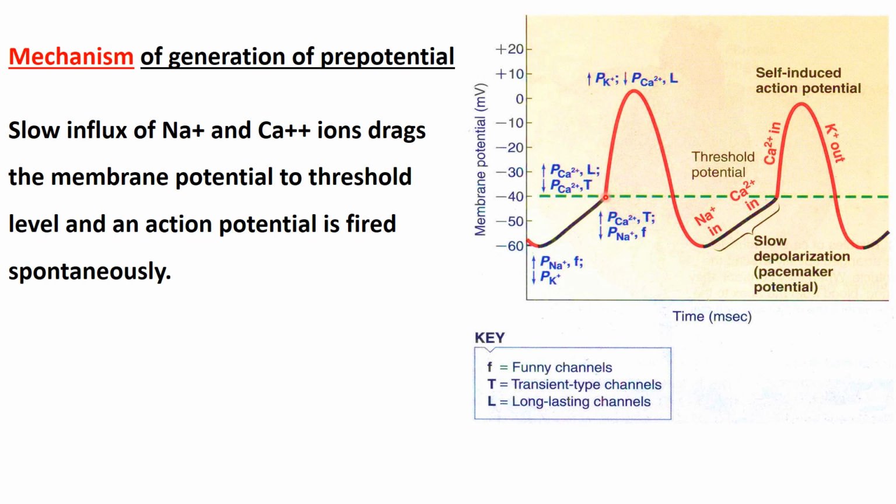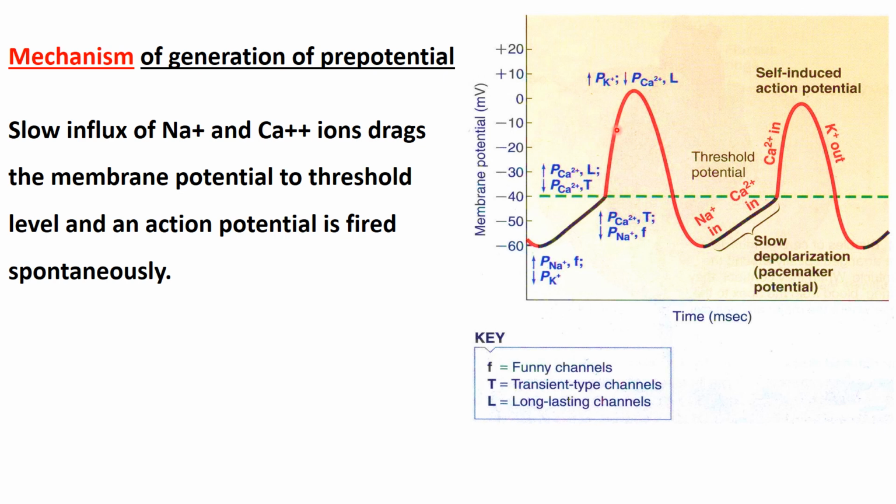As the threshold potential is reached, that is minus 40 millivolts, long-lasting calcium channels open up to depolarize the SA node. Now, do you know what is a long-lasting calcium channel? Have you heard of it before in the action potential of the skeletal muscle? No, they are not present in the skeletal muscle. They are present in the SA node. They are dependent on the voltage to open up, and this voltage is minus 40 millivolts. At this moment, long-lasting calcium channels open up.